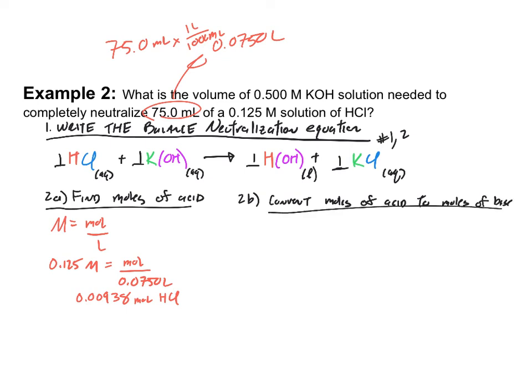And when we do that, we are going to take the 0.00938 moles of HCl. And the mole ratio here is 1 mole of HCl for 1 mole of KOH, so it's 1 mole of HCl for every 1 mole of KOH, which tells me that the moles of KOH here is going to be 0.00938 moles as well.